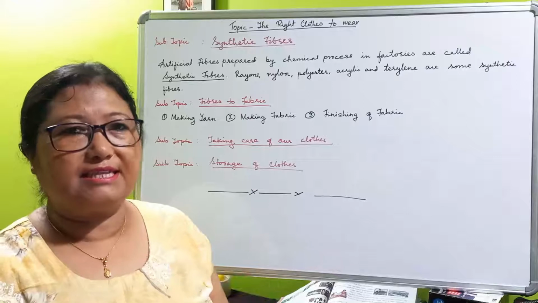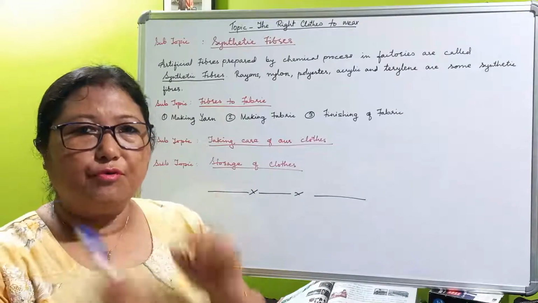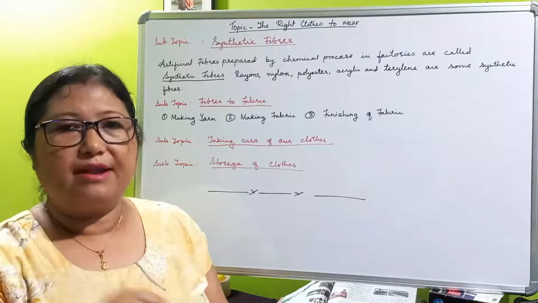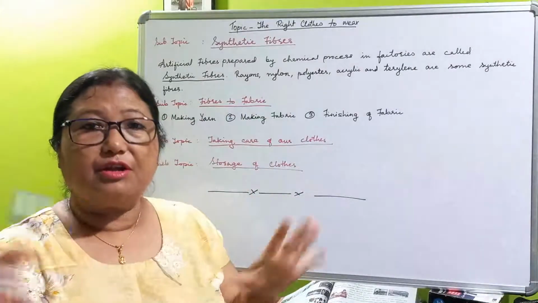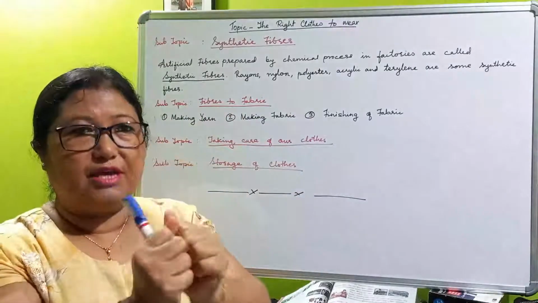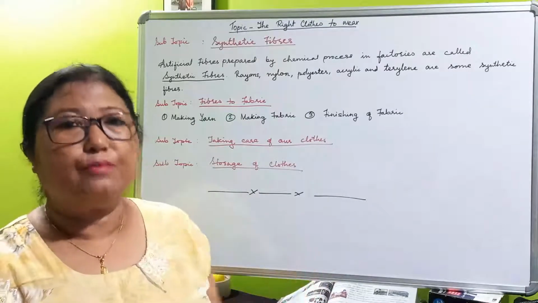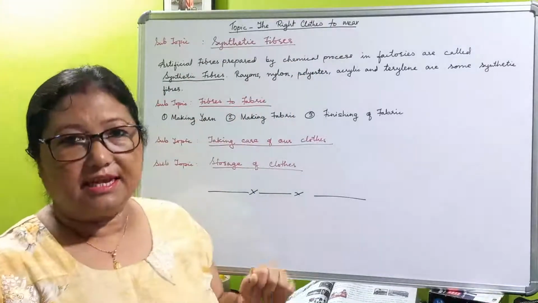They are long lasting and they are very easy to handle also. They are wrinkle free also. If you wash it and dry it, it dries very fast, and you don't need much ironing also. So these synthetic fibers are wrinkle free. They don't get squeezed like this. So they are wrinkle free, easy to handle, easy to maintain. This type of clothes are called synthetic clothes.